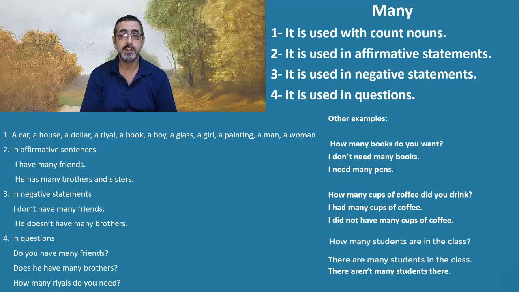There are many students in the class. There aren't many students there, or there aren't many students in the class. Okay, now we move to a lot of and lots of.